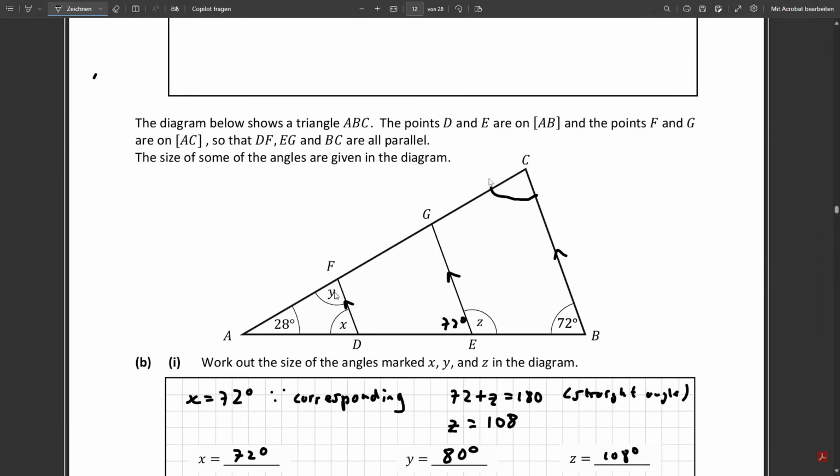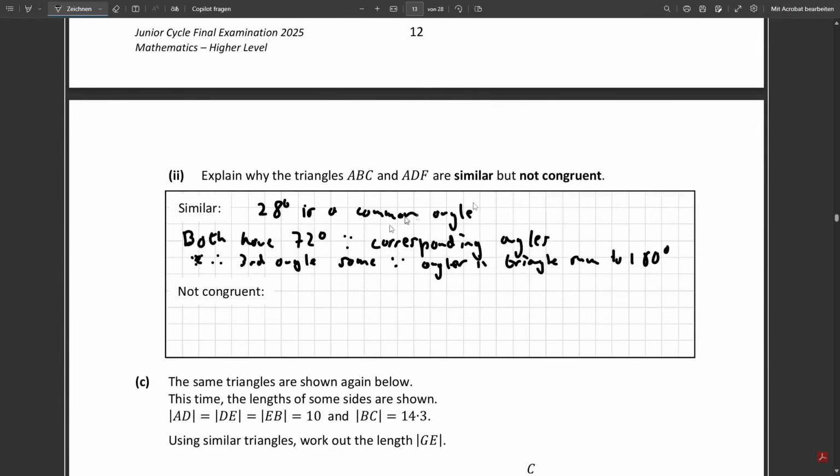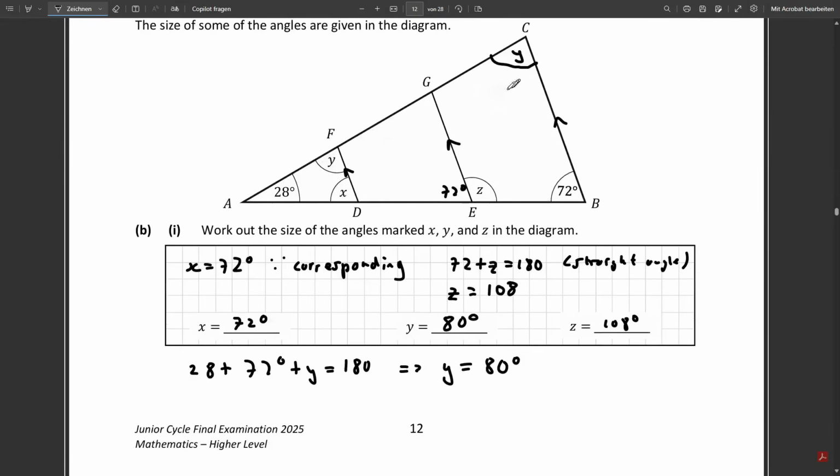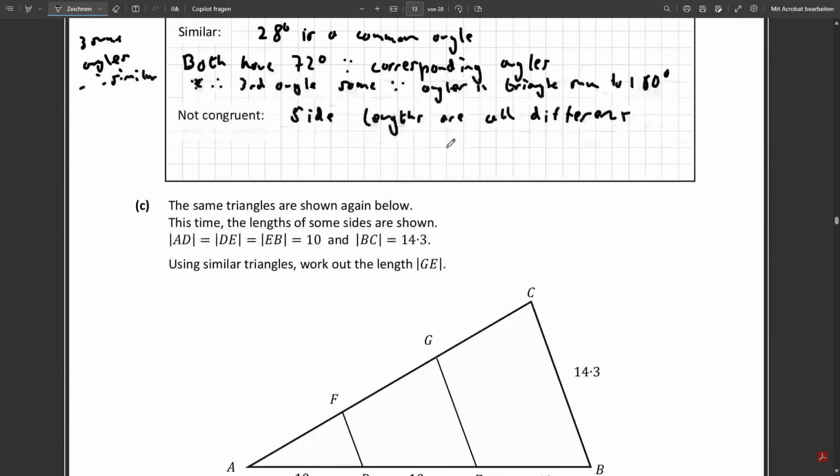Or another way you could see it is that see how y is corresponding with this, because this is the same line and these lines are parallel, so this is also y. So there are three of the same angles, therefore similar. Not congruent, that's quite easy. That's just because the side lengths are all different. Obviously you need to do side-angle-side or whatever. Some of the sides need to be the same, but you can see this is way smaller. Congruent means identical, and you can see that they're clearly not identical because one is smaller than the other.